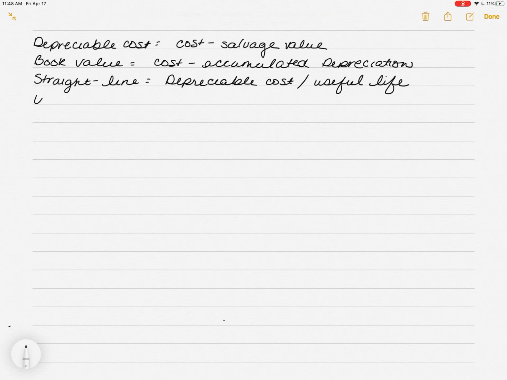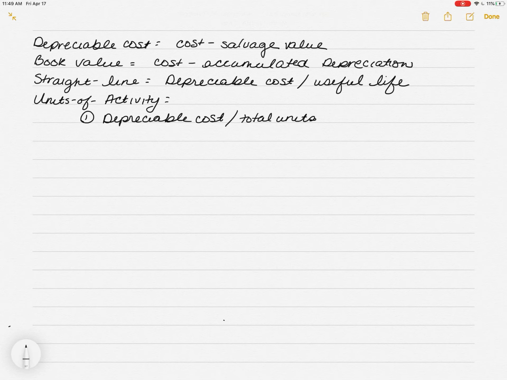The second method we talk about is units of activity. Our units of activity method of depreciation requires two different equations. First, we have to figure out our depreciable cost per unit. To do that, we're going to take our depreciable cost and divide that by our total units of activity that we expect this asset to use over the whole useful life. And that's going to give us our depreciation per unit.